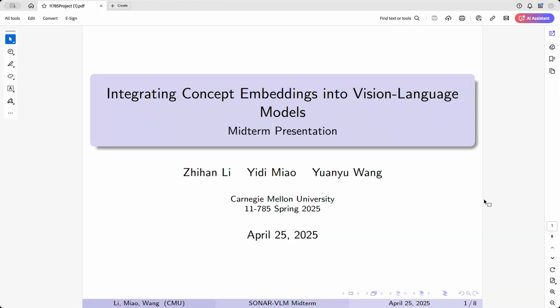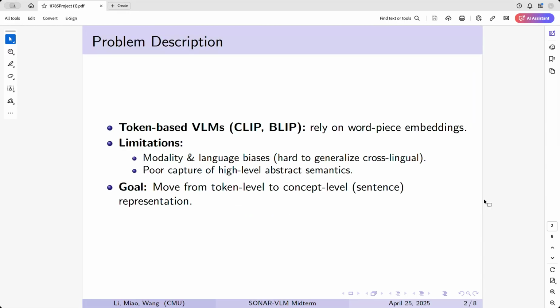This is a project on including concept embeddings into vision language models. Current vision language models like CLIP and BLIP primarily operate at the token level. While powerful, this token-based structure introduces two key limitations. The first is that it creates modality and language biases. Since models are tied to a specific linguistic structure, they often fail to generalize.